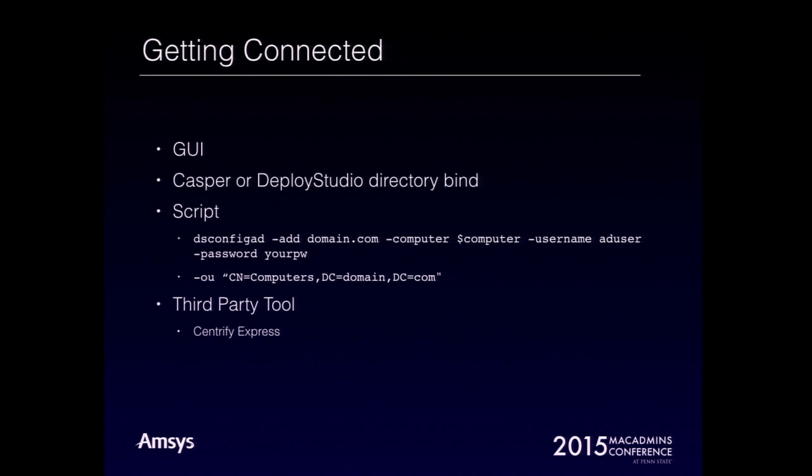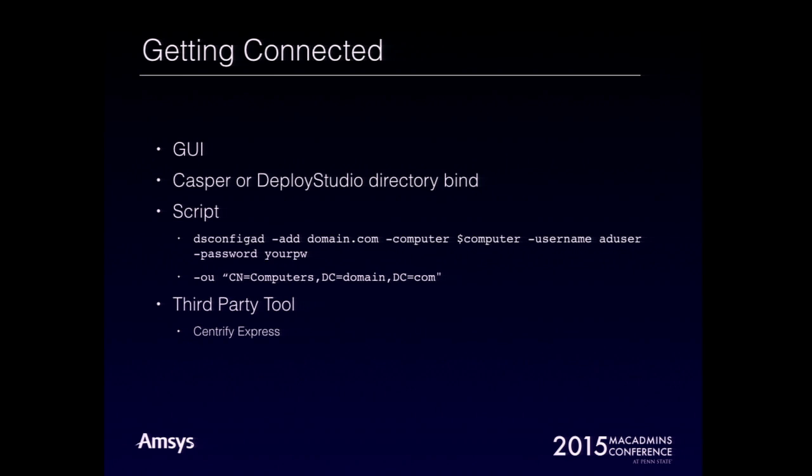Okay, so first off, just getting connected. Again, this is just some of the things that we do. We use Casper a lot, and we have used Deploy Studio a lot. Probably not so much in the last year, but using pretty much Casper and a bit of Monkey. You can obviously use just the GUI to join a Mac to Active Directory. Obviously, we're normally doing this at scale, so we're not going to visit every machine and launch Directory Utility and bind the Mac, but you can obviously do that.